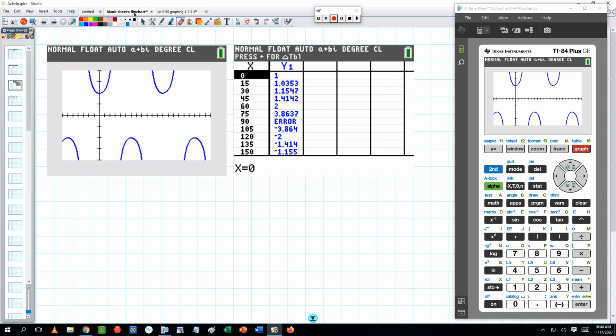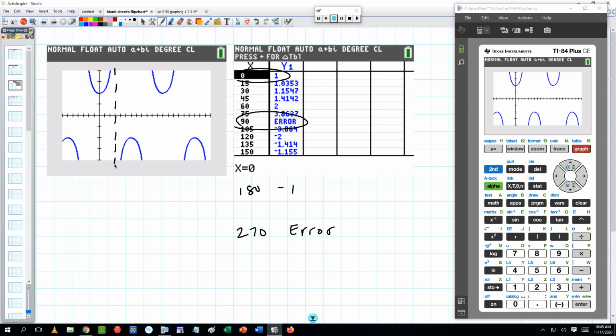If you go to your table, you're going to see some error messages, and those error messages will be real. Those will be asymptotes. So 90 degrees will be an asymptote. 0 is going to give me a 1. If we go another 90 up to 180, you're going to get a negative 1. And then if you go to 270, you'll get another error message. So that is an asymptote.